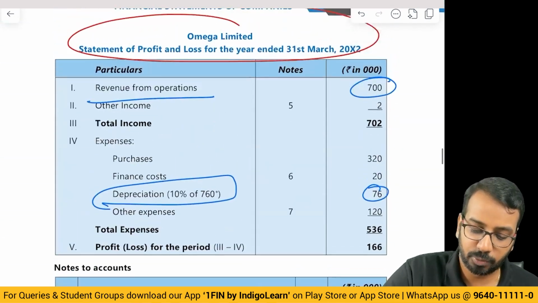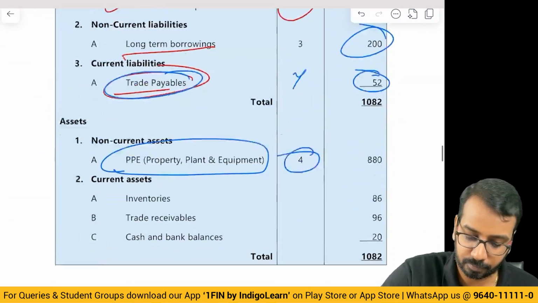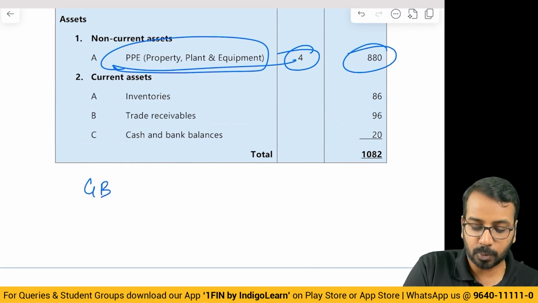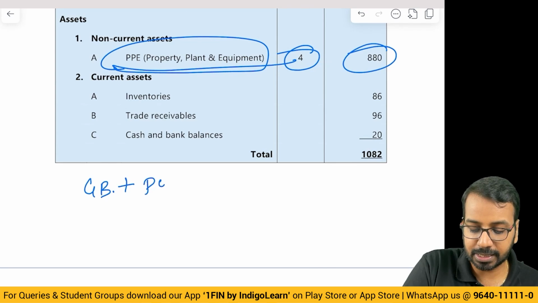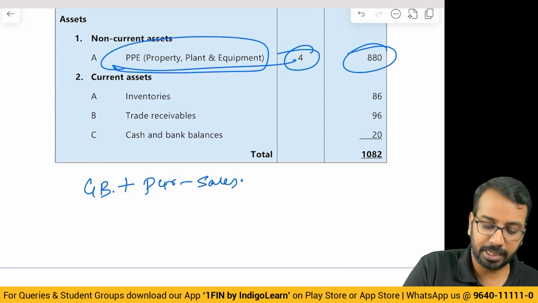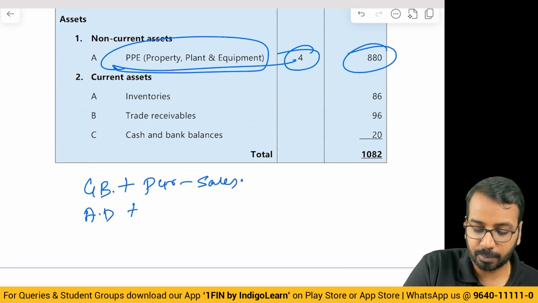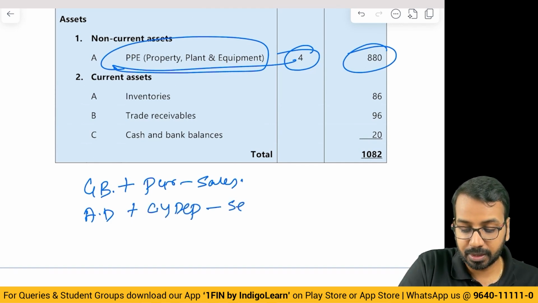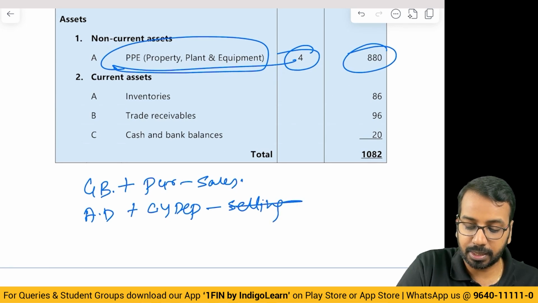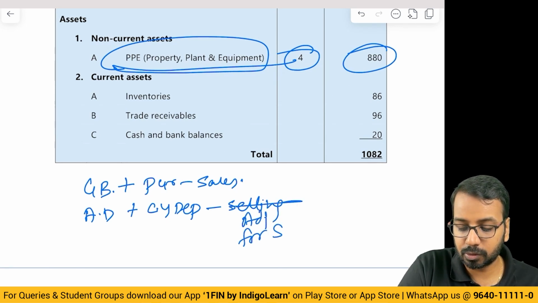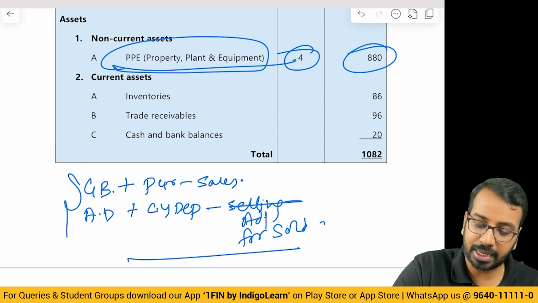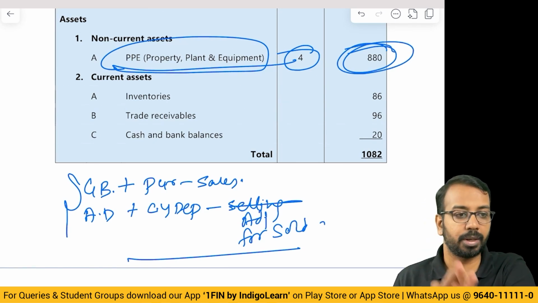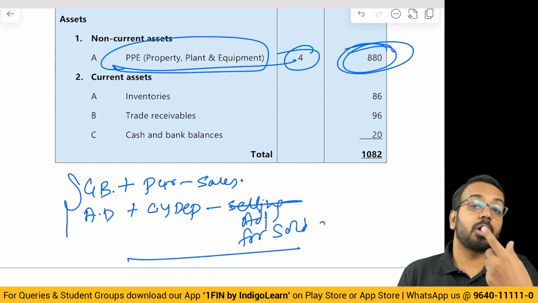This 880, you will come and you will plot it in the property, plant and equipment section. So what you have to do here carefully is take the gross block plus purchases minus sales, accumulated depreciation plus current year depreciation minus adjustment for sold. Okay, this is how you have to do, and the net amount will be presented here. Are we clear on how to handle depreciation on property, plant and equipment in this question? It is more about how do you do the workings.